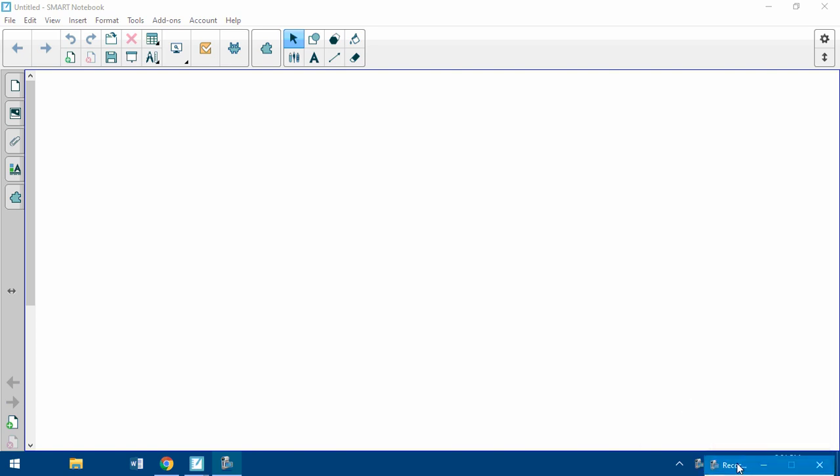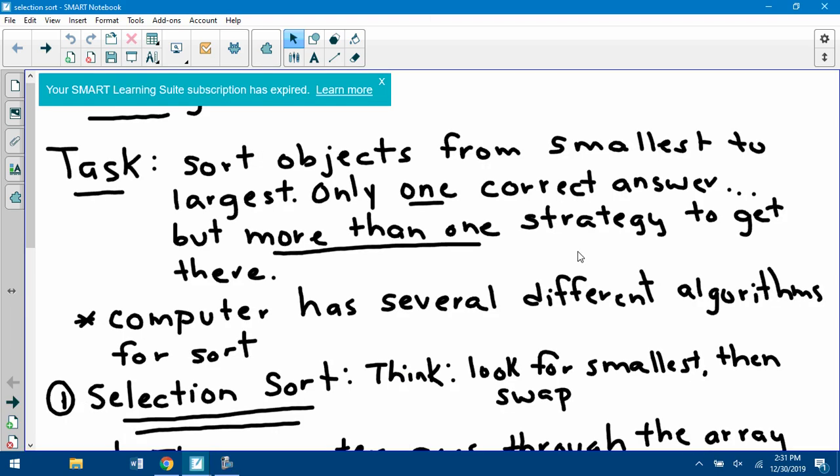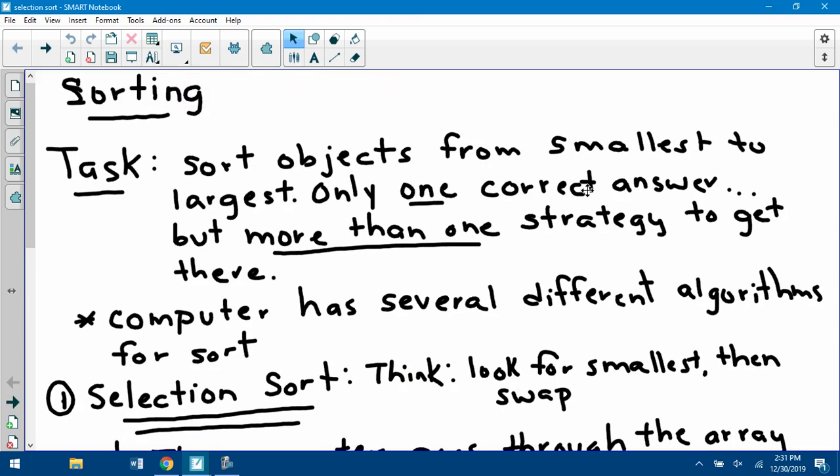All right, hello. Today in this video, we're going to look at another sorting method. Now, in the last video, you heard about selection sort. And if you remember what selection sort did, because we're going to come back to that a little bit later today, in selection sort, we're trying to sort objects from smallest to largest.